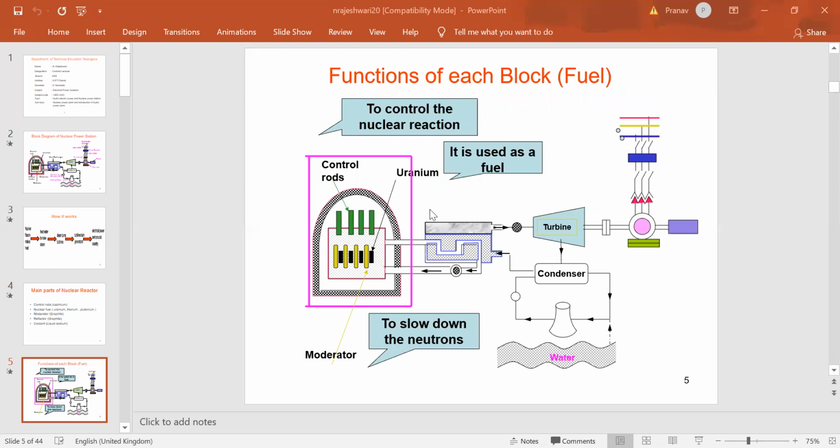And coming to the functions of each block. So this is the nuclear reactor. These are the moderators and control rods, and this is the fuel. These control rods are used to control the nuclear chain reaction, and this uranium is used as a fuel for the nuclear reactor, and this is the moderator which slows down the neutrons in the nuclear reactor.